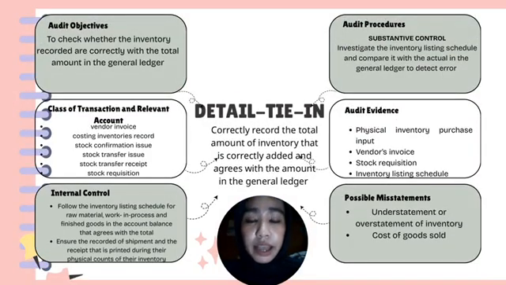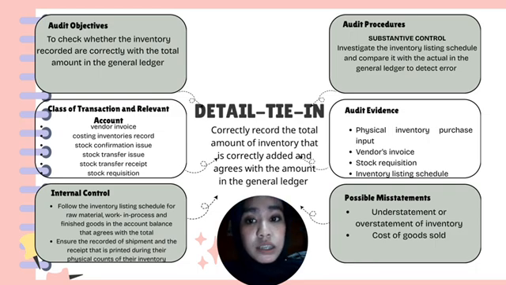Detailed tie-in. Detailed tie-in is to check that the total amount of inventory is correctly recorded, correctly added, and agrees with the amount in the general ledger. The audit objective is to check whether the inventory recorded agrees with the total amount in the general ledger. Class of transaction and relevant account.